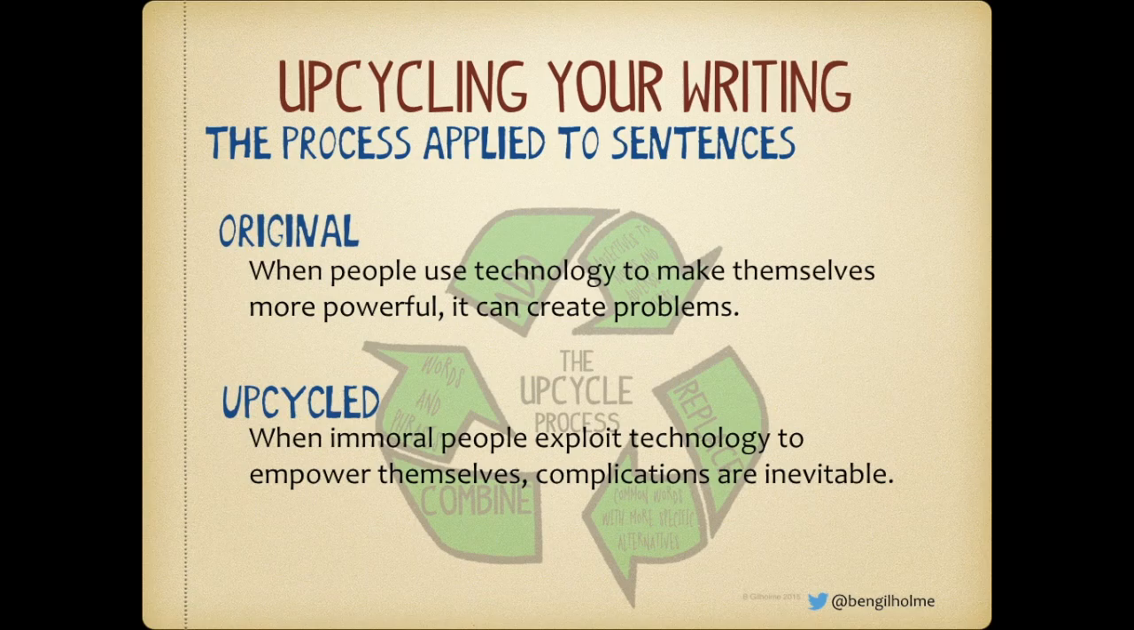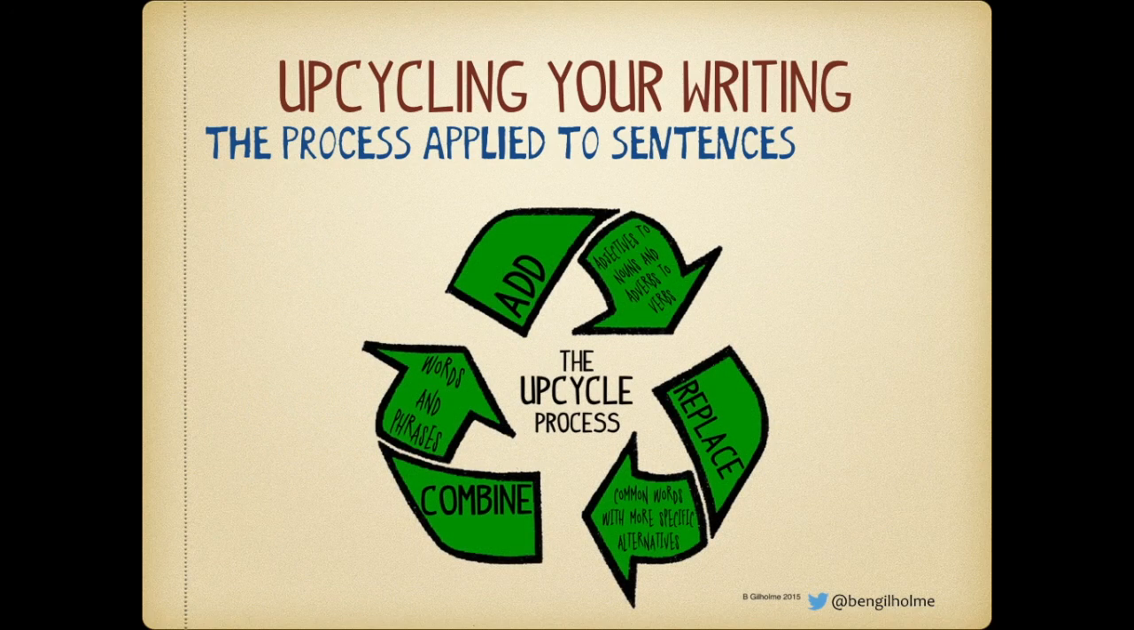So looking at the overall results, we started with the sentence, when people use technology to make themselves more powerful, it can create problems. We've then applied the process of upcycling, and the result is when immoral people exploit technology to empower themselves, complications are inevitable. So clearly this upcycled sentence is one that is more sophisticated in terms of both the expression that it uses, and the ideas that are being communicated. So remember that this is a continuous cycle.